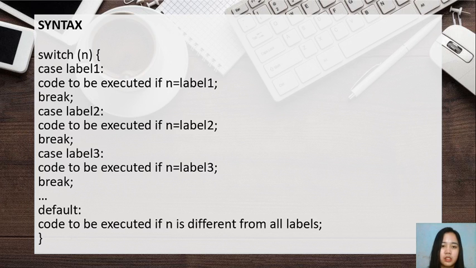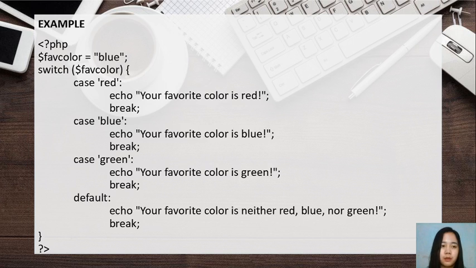So, this is the syntax of switch. So, the result in the example: the variable is favecolor and equals to blue. So, inside the switch condition is the variable. So, blue is the value that was initialized.